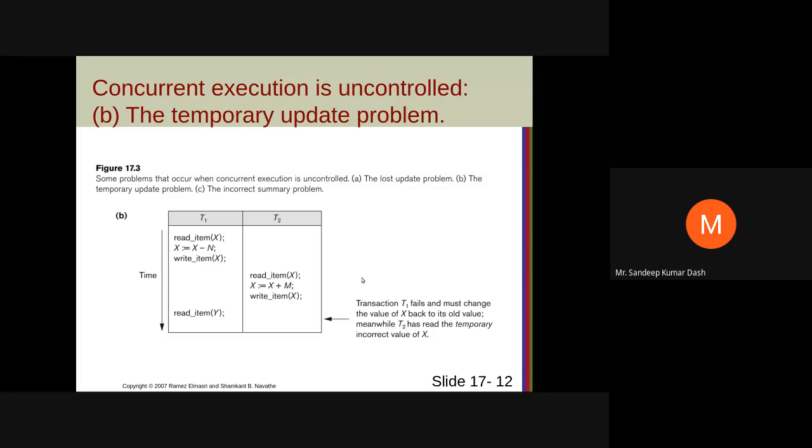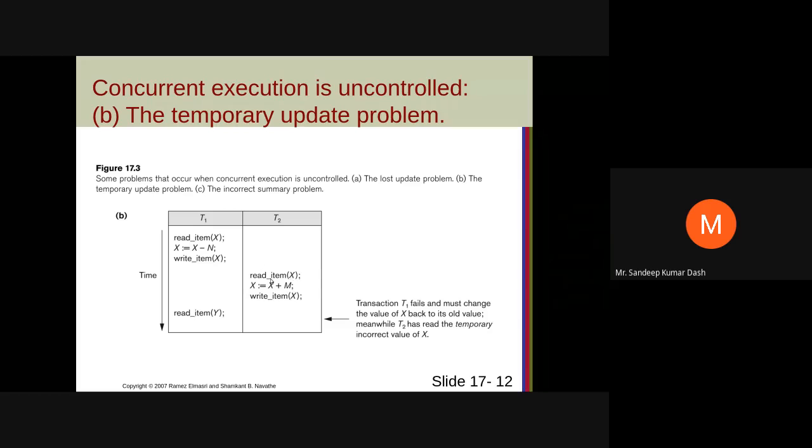No, not 45. Suppose this is 10. So 45 plus 10 is 55. It will be writing back to the database. But this says that no, X should be 50, not 45. You have read it wrong because this transaction is already cancelled.